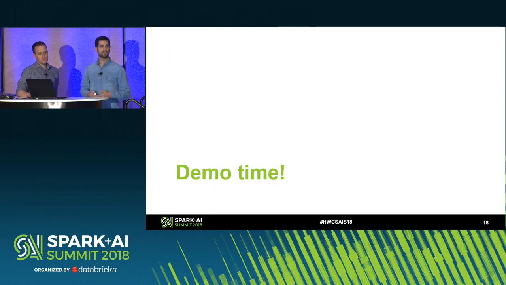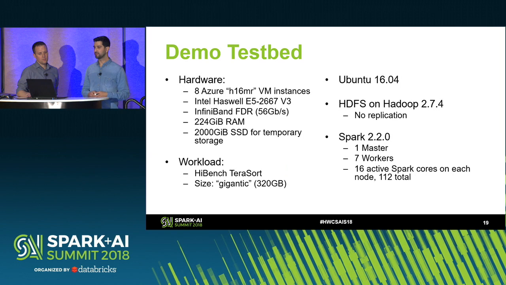Okay, so we got to the interesting part. Our demo test bed, in terms of hardware, has 8 Azure H16 MR VM instances with Intel Haswell CPUs. They also have Mellanox InfiniBand FDR adapters running at 56 gigabit per second, 224 gigs of RAM, and 2 terabytes of SSD for their working directories.